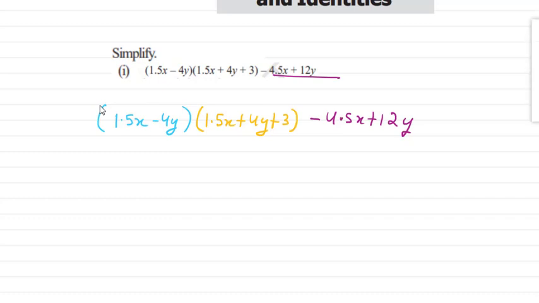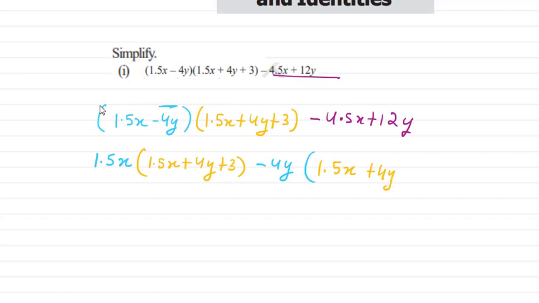And now we're going to multiply. So here we have minus 1.5x, so you know it gets multiplied with the second bracket. So I have written all those elements. Now in the first one the second term is minus 4y, so that is going to be multiplied with the terms 1.5x plus 4y plus 3, and the rest of the terms will come as they are. That's our minus 4.5x plus 12y.